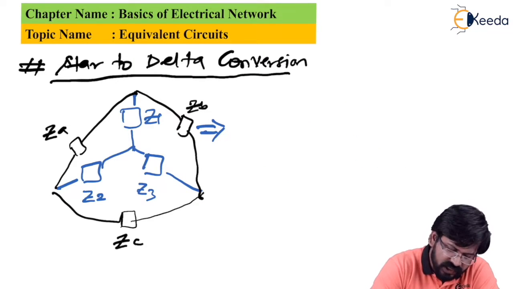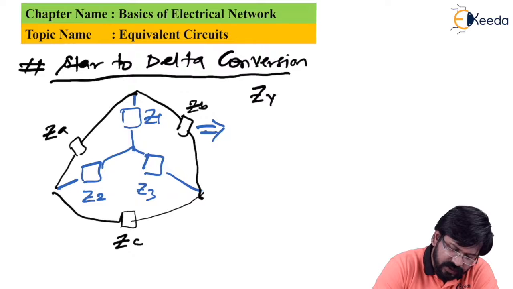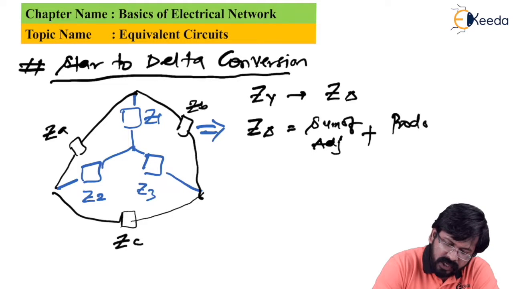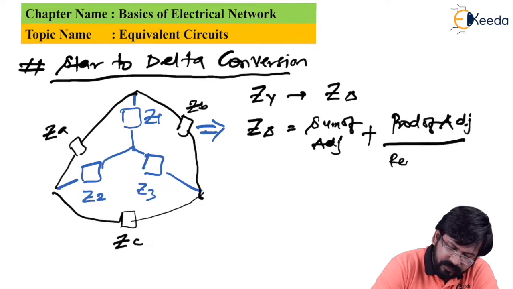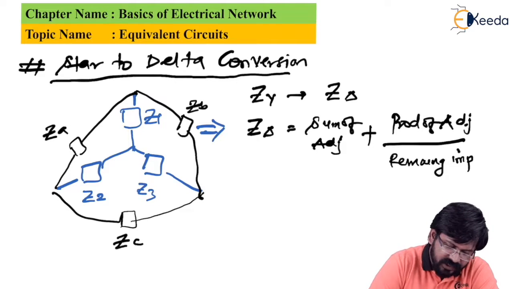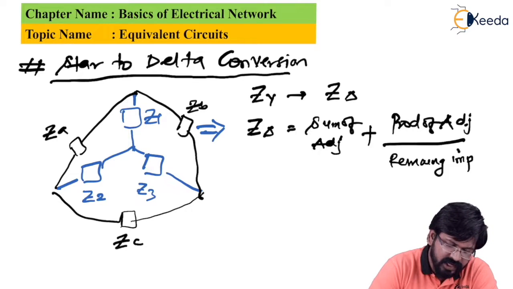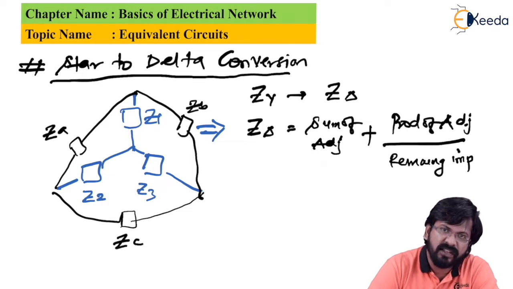So in our case, what is given to us is star and we have to convert it into delta. So in general, Z delta is given as sum of adjacent plus product of adjacent, divided by the remaining impedance. Let us try to understand this. Please don't forget what is given to us is Z1, Z2 and Z3 and required are ZA, ZB and ZC. Following the formulas, we can now get ZA, ZB and ZC.